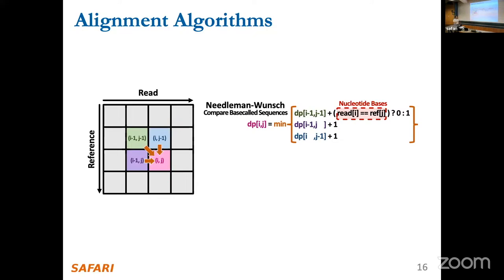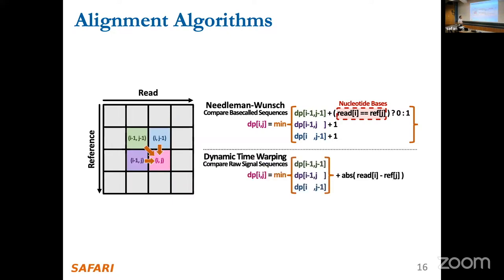Note that we're having an exact comparison there between nucleotide bases. Meaning you, for example, compare, is A equal to C? And if it's equal, you add 0. If it's unequal, you add 1. Is A equal to A? Yes. No cost. Okay.